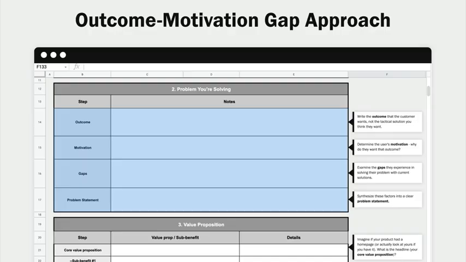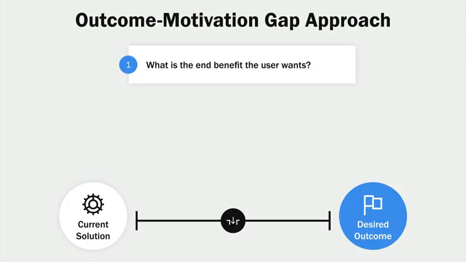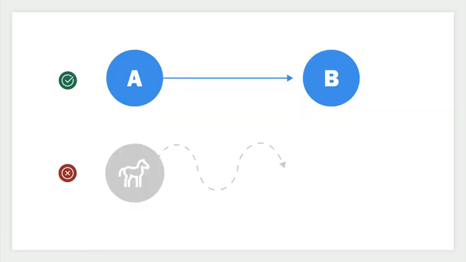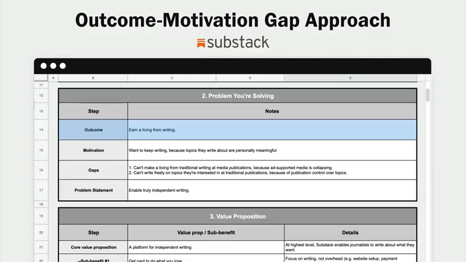As we did with target audience, we've translated this process into template form to make it more actionable for you. First, write out the outcome the customer wants. By thinking about the ultimate outcome that the customer wants, instead of ideating off of their existing solutions, you escape the faster horse problem. Your outcome is the end benefit your customer wants to experience. It should not be the perceived solution to getting to that benefit. In the Henry Ford analogy's terms, the outcome would be quick transportation from point A to point B, not a faster horse. For Substack, this would be earning a living from writing.